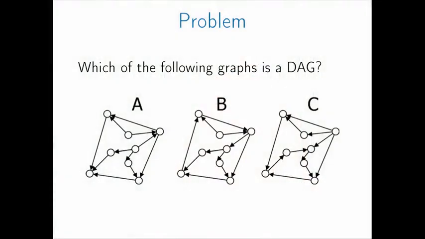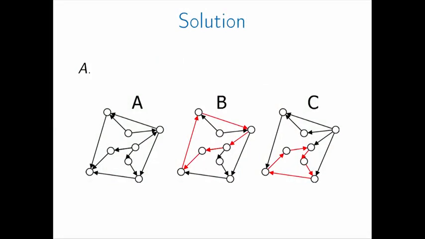We have the following four graphs. Note that the edges here are the same except for their orientations. Which one of these graphs is a DAG? Well, it turns out that only A is. B has the cycle noted in red, and C has this other cycle noted in red. But if you work out A, you can see that it does not have any cycles.